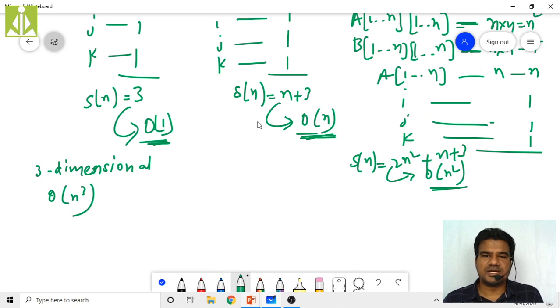Hope you understood. That is the reason why, for whatever algorithms we are going to write from now on, we focus more on time complexity only. Because we have gone through all the possibilities: taking normal variables, order of 1; one-dimensional array, order of n; two-dimensional array, order of n square; three-dimensional array, order of n cube.